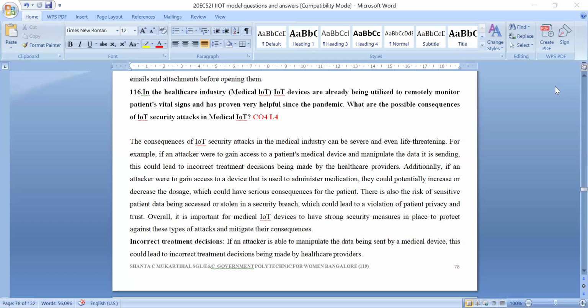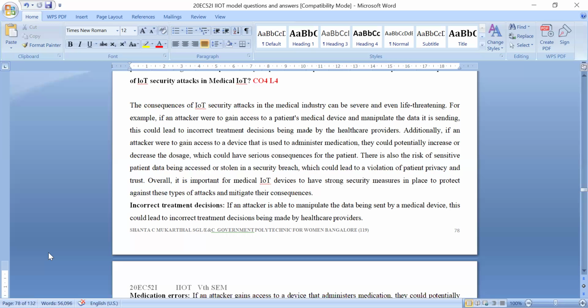The question is asking to explain the negative impact that can happen if IoT devices are hacked or attacked. So what is the negative impact, what are the possible consequences? You need to explain the possible consequences of IoT security attacks in medical IoT. This is a very simple question and interesting also. Here many consequences are given. One after the other I'll explain. The first one is incorrect treatment decision.